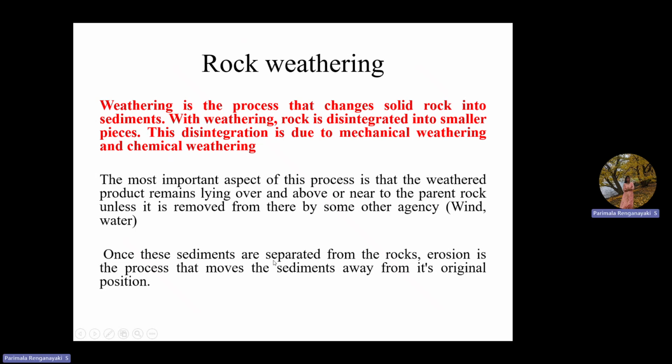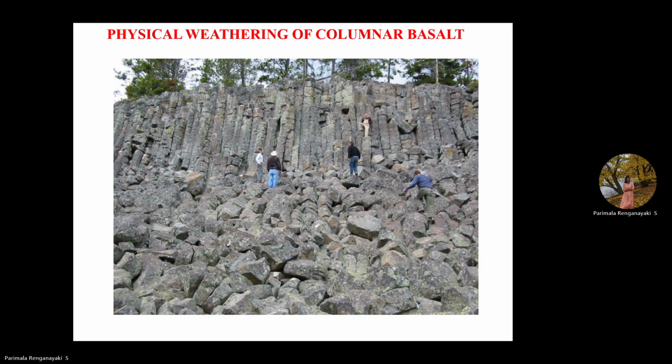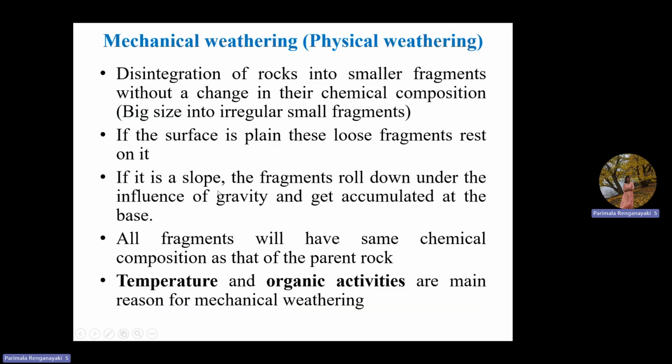Once these sediments are separated from the rock, erosion is the process that moves the sediments away from its original position. So, this is rock weathering. This is an example of columnar basalt. Now let us see two types of weathering. How the massive rock is getting disintegrated into smaller pieces. Two processes are the main reason for that. One is mechanical weathering, the other one is chemical weathering.